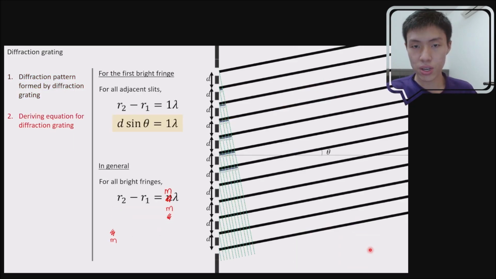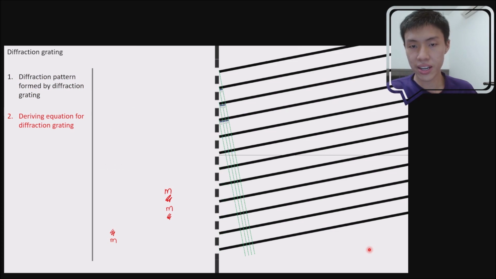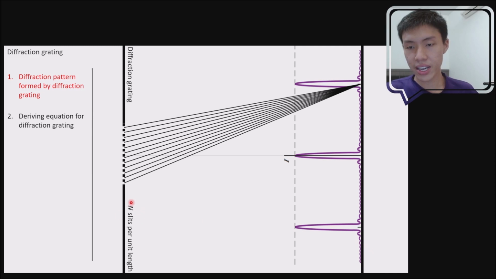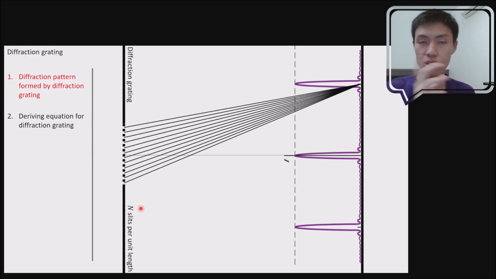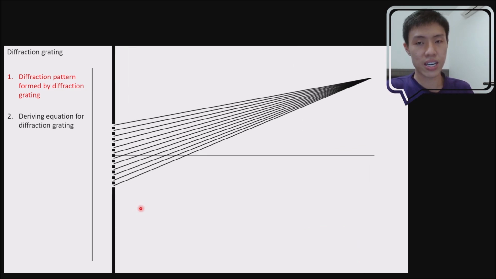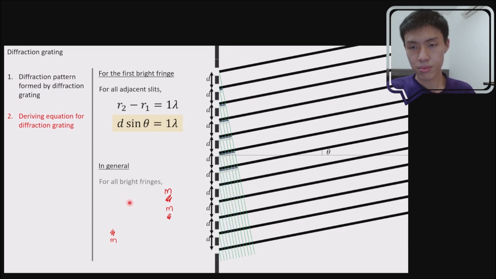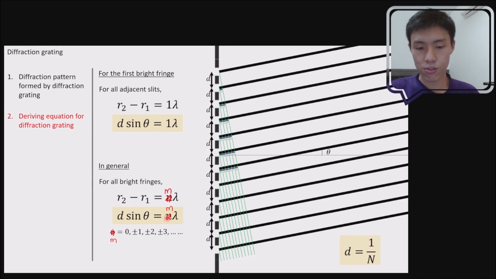Let me show where we see the number of slits per unit length. We have actually seen it over here. Usually when you receive a diffraction grating, it is labelled, for example, 100 slits per cm, or 500 slits per cm. So if you talk about n, it is the number of slits per unit length.